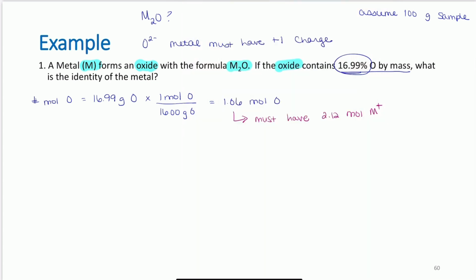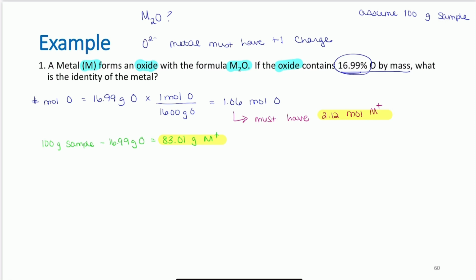This is where you have to think about what the definitions mean in the different things we're doing. If I have a 100 gram sample, and I know 16.99 grams of that is due to oxygen, that means 83.01 grams is due to my metal. Now, and this is where I'm going to lose some of you, so please come ask if you're confused by this. I've got grams. I've got the number of moles I have for the same species.